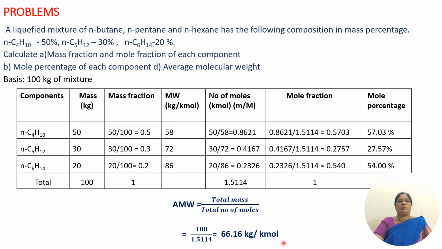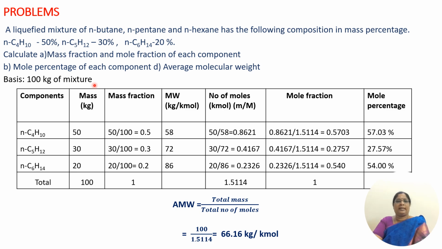So in this problem, we should write the basis of the problem. What is the basis of the problem? What is the data given? It is given as 50 kg, 30 kg, and 20 kg, and the total is 100 kg. So the basis of the problem is 100 kg of mixture.